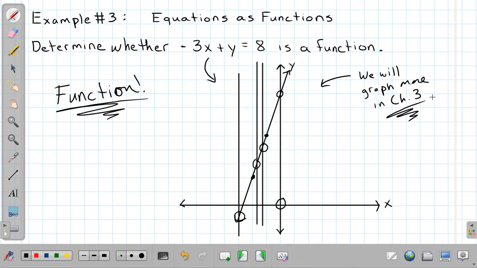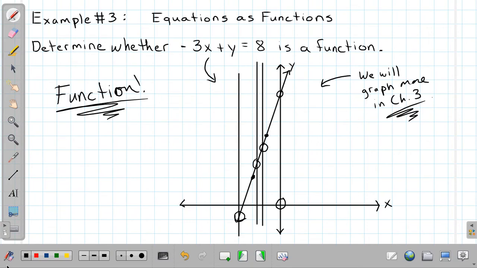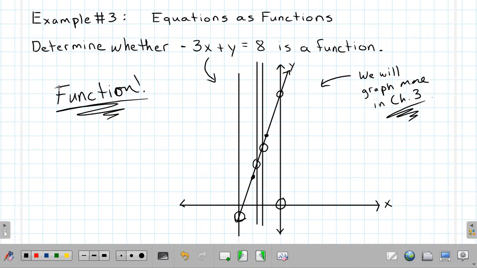Okay. So if you're not understanding what I mean by graphing here, I'm just giving you a free little hint: you can use Desmos graph, and then based on what the graph looks like, you can tell whether it's a function or not by doing the vertical line test.